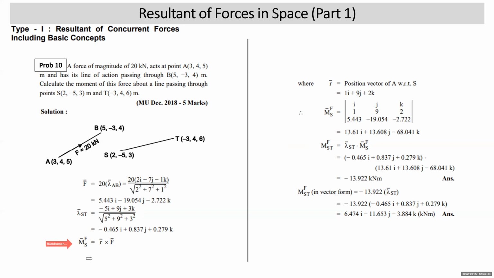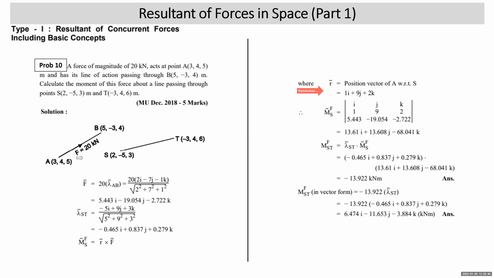Now you will find the moment of the force about the first point on the line. So moment of force about S is equal to R bar cross F bar. F bar is ready in the vector form. R bar will be what? What is going to be R bar? Position vector of any point on the line of action of the force with respect to the moment center. What is my moment center? S. So you can take the position vector of A with respect to S, or we can take the position vector of B with respect to S.